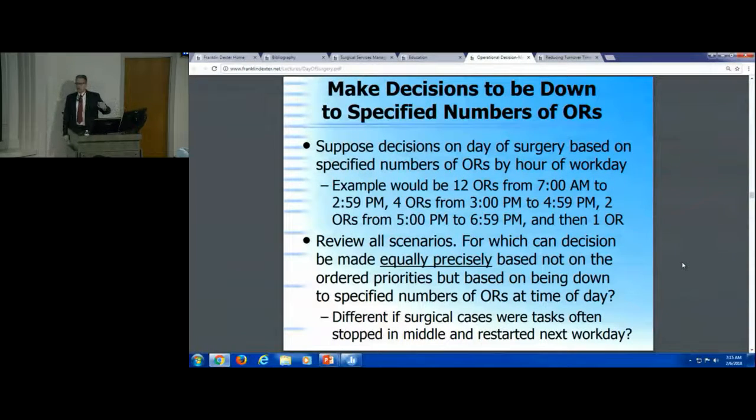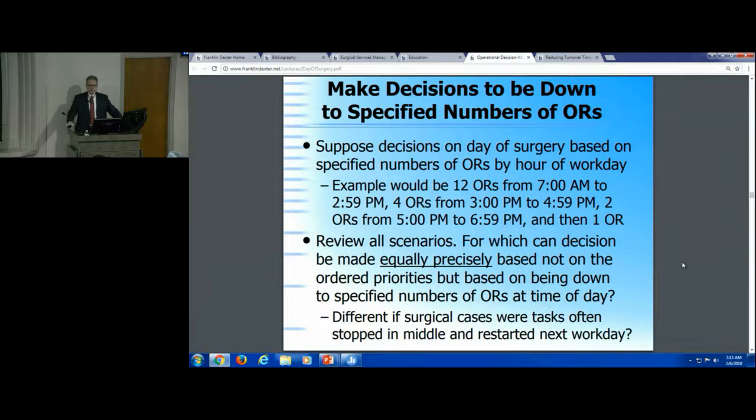So the exercise here is, after people go through either the 2016 paper or the lecture, all these different scenarios, now ask: wait, how many of these decisions could be made by being down to a certain number of rooms at a certain time of day? And the answer is 0. So the problem with trying to make decisions about being down to a certain number of rooms at a certain time of day is that it applies provided the following assumptions hold.